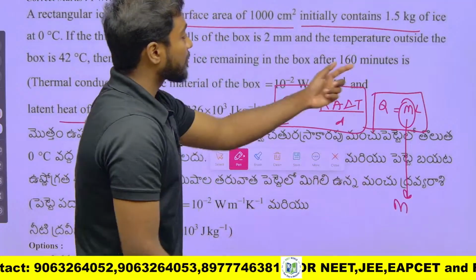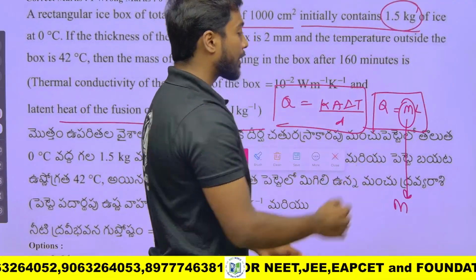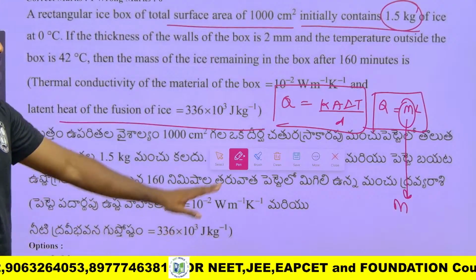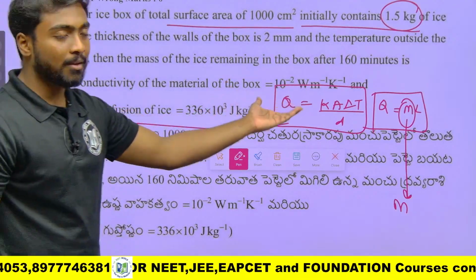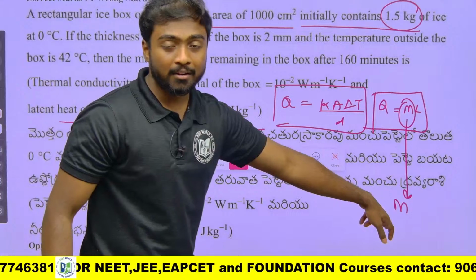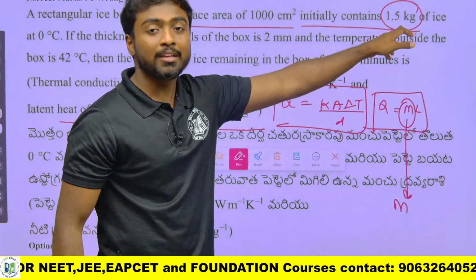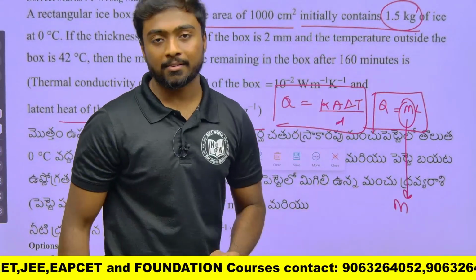From that mass, if I subtract it from the initial mass, I will get the remaining mass. That is the answer. Only the equation I should know, then substitute the values and get the mass value, and subtract it from the initial mass value. You will get the remaining mass value.